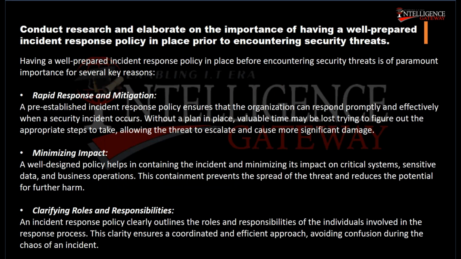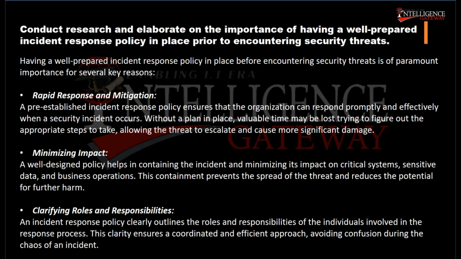Conduct research and elaborate on the importance of having a well-prepared incident response policy in place prior to encountering security threats. Having a well-prepared incident response policy in place before encountering security threats is of paramount importance for several key reasons. Rapid response and mitigation. A pre-established incident response policy ensures that the organization can respond promptly and effectively when a security incident occurs. Without a plan in place, valuable time may be lost trying to figure out the appropriate steps to take, allowing the threat to escalate and cause more significant damage.